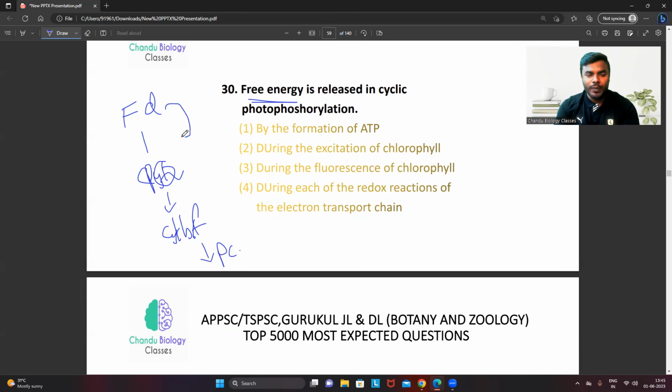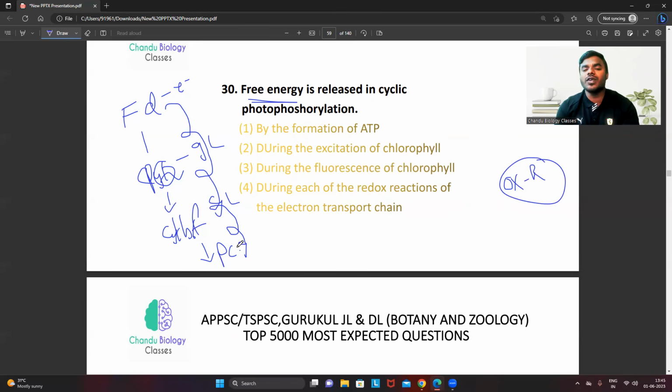Whenever there is a movement of electron from one electron acceptor to another electron acceptor, what is happening? You tell me, friends. It is losing the electron, it is gaining the electron. Once again, it loses the electron, it gains the electron. So what is happening? Oxidation and reduction reactions are taking place. So during this time only energy will be released.